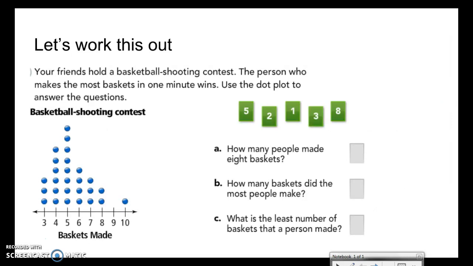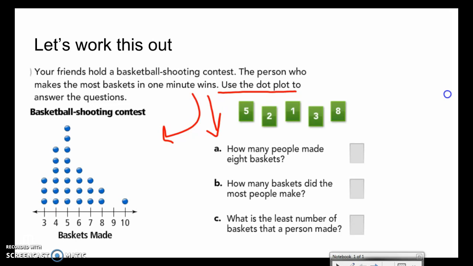Let's work this one out together, and then there's going to be another one that you're going to do by yourself. Your friends hold a basketball shooting contest. The kid that makes the most baskets in 1 minute wins. Use the dot plot to answer the questions. Okay, so what are we doing? We are using this dot plot over here to answer these 3 questions.